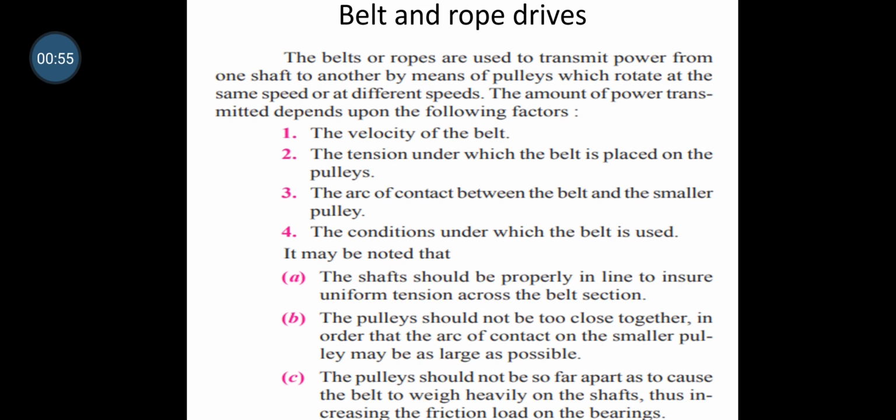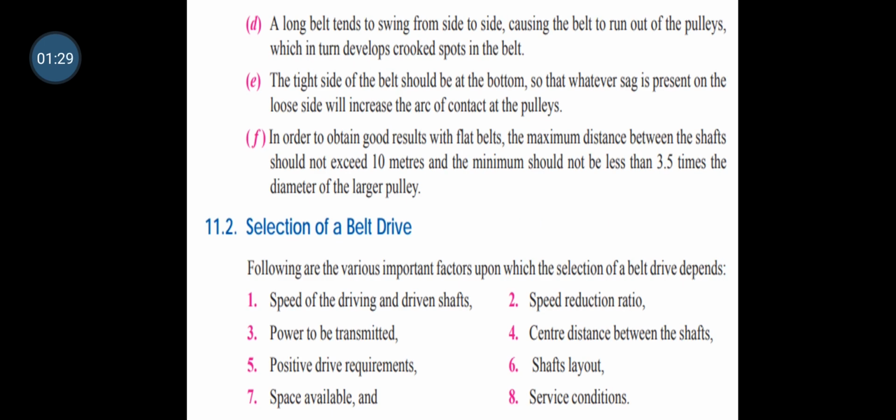The shafts should be properly in line to ensure uniform tension across the belt section, and these are the various conditions under which the belt is used. A long belt tends to swing from side to side, causing the belt to run out of the pulley, which in turn develops a crooked spot in the belt. The tight side of the belt should be at the bottom, so that whatever sag is present on the loose side will increase the arc of contact of the pulley.